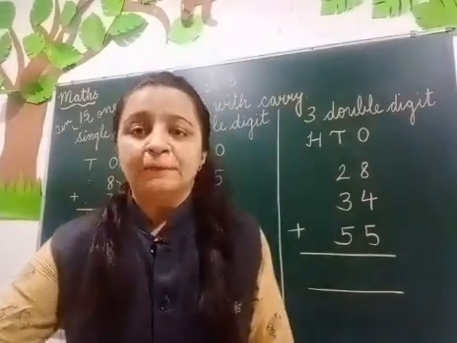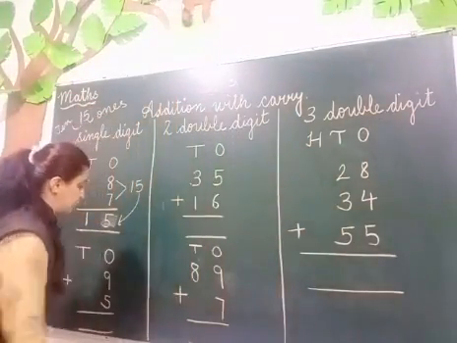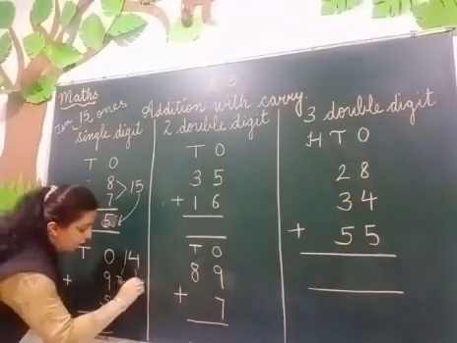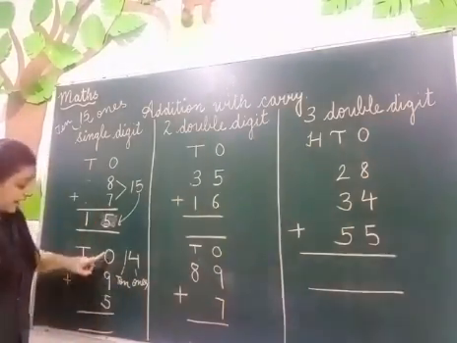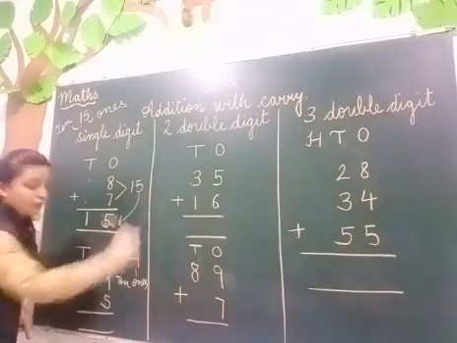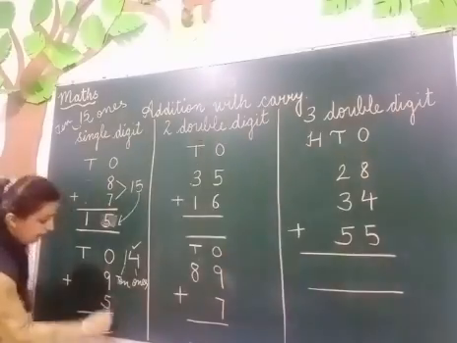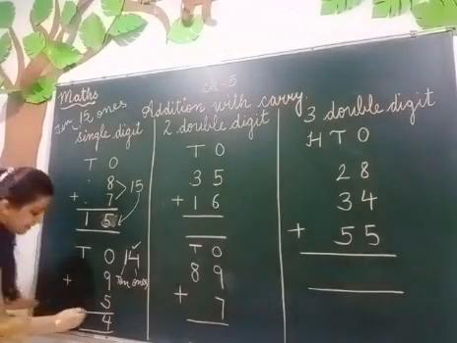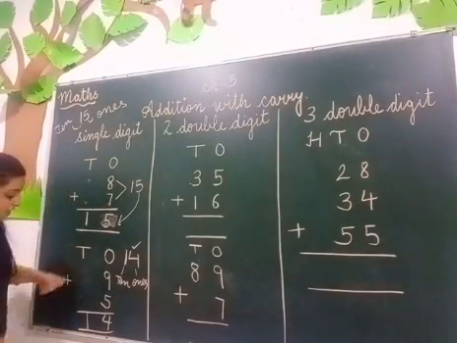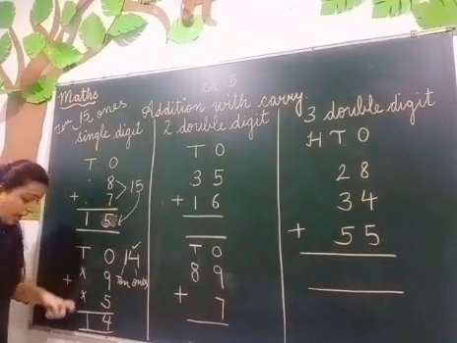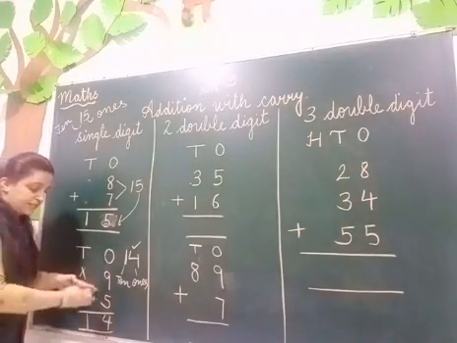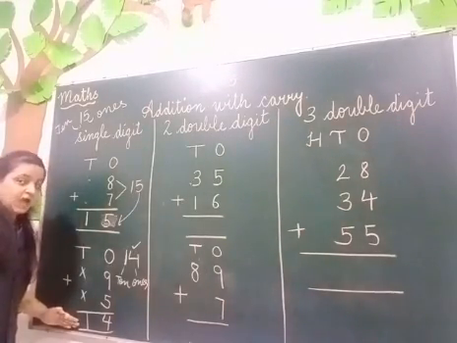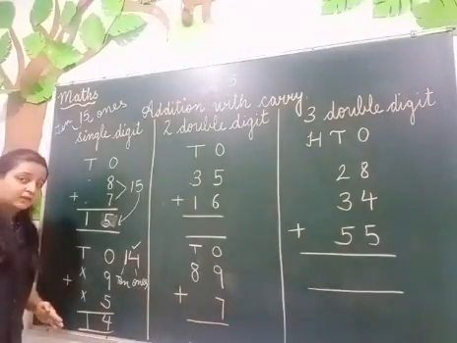What is the answer? 14 is the answer. So 14 means 1 10 and 4 ones. So at ones place we will write this 4 only. Yes, and this one we will give carry to the tens place. 1 here I will write because I have no digit here to add to this one. So I am writing directly this one in the answer column. Okay? Understood single digit addition with carry?